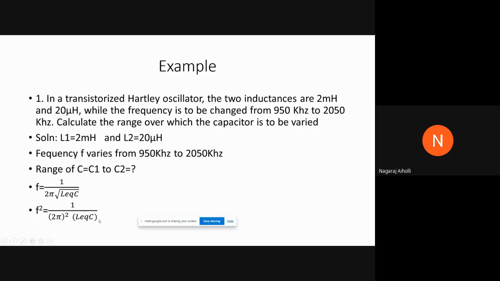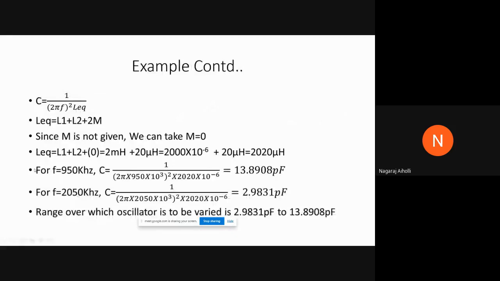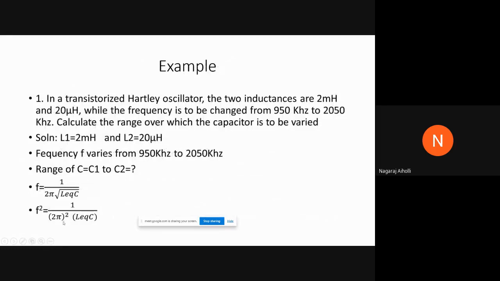Okay, students. Here we have to rearrange the equation for the capacitance, because they have asked the range of capacitance for this particular example. So if we rearrange the equation for capacitance, we get C is equal to 1 upon 2 pi f the whole square into L equivalent, where L equivalent is L1 plus L2 plus 2M.